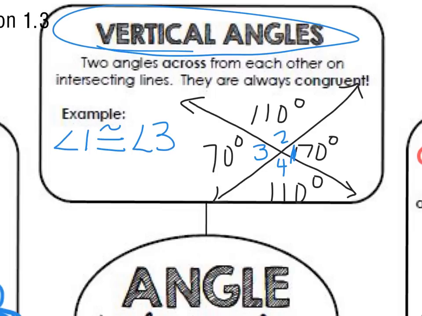All right, then looking at the other pair, you have this one is 110, and across from it you have another angle that's 110. So that's the second pair of vertical angles, and they are also congruent. So here we would have angle 4 is congruent to angle 2, the other pair of vertical angles.